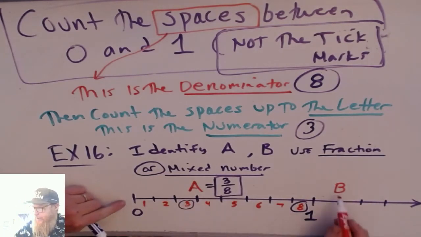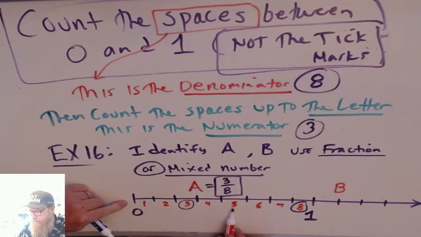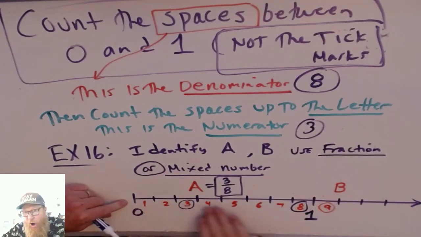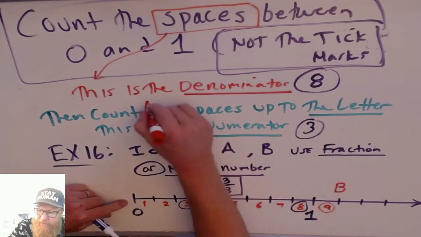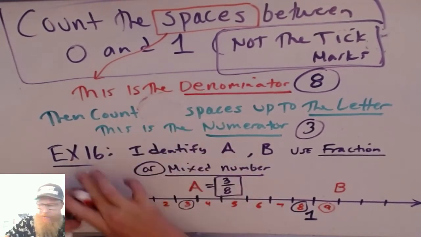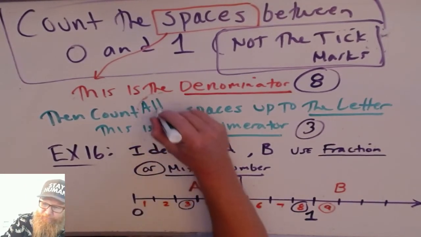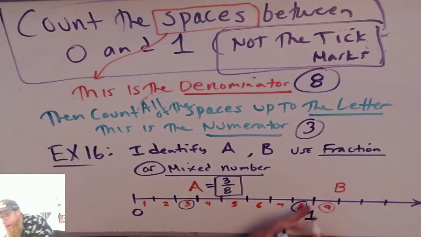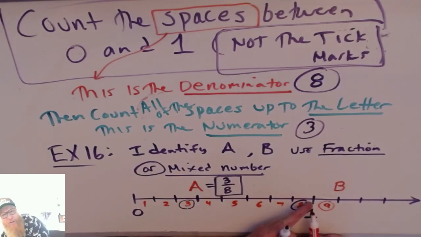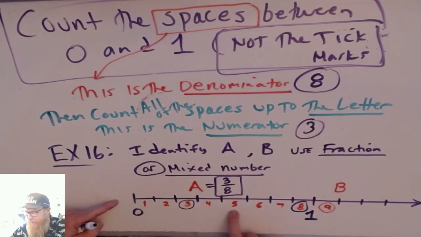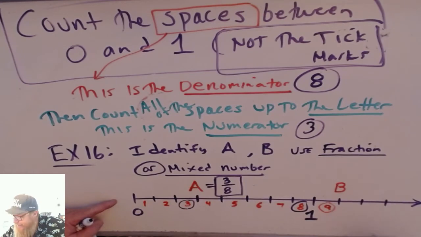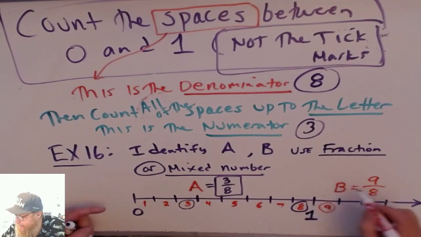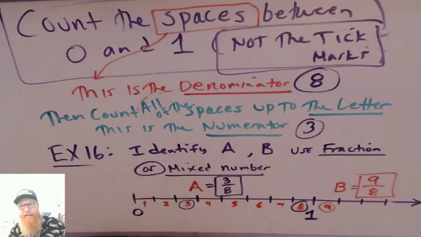Okay. For B, it's 1, 2, 3, 4, 5, 6, 7, 8, 9. So count all of the spaces. Make sure you count all of them. Some people will accidentally start over again at 1. You don't want to start over again. So it's 1, 2, 3, 4, 5, 6, 7, 8, 9. So that's 9. And then the denominator is still 8. So you get 9/8.